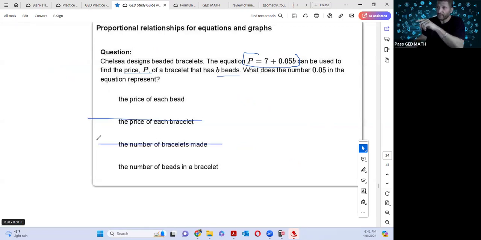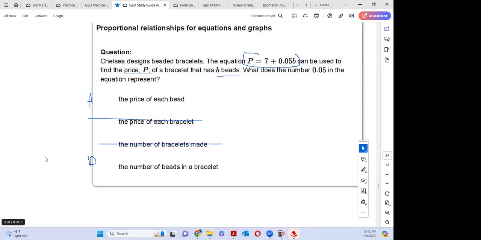Right from there, I know those two can't be it. There's no way 0.05 can be the price of my bracelet because that's what P stands for. I know it can't be the number of bracelets because there's no variable in here that tells me the number of bracelets. My equation tells me the price of one bracelet. So now I know it's not B or C. Now I have A or D. Even if I don't know what to do, I've got a 50-50 chance to get it right. That's called an educated guess. Got me? All right.